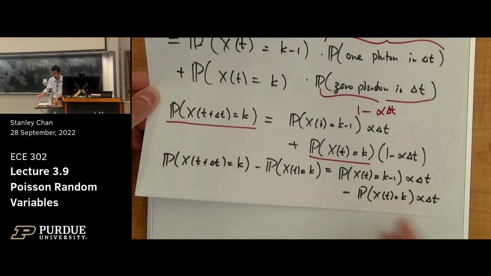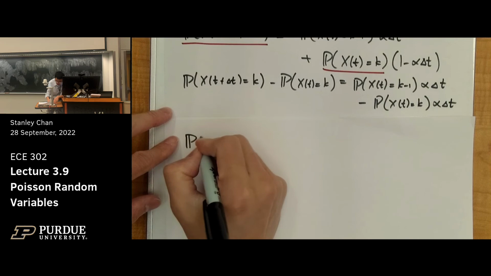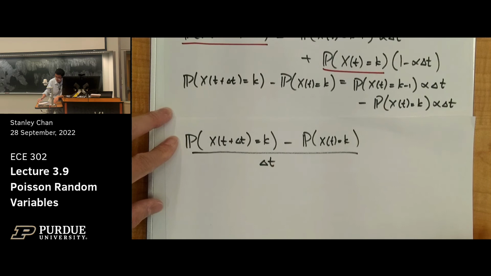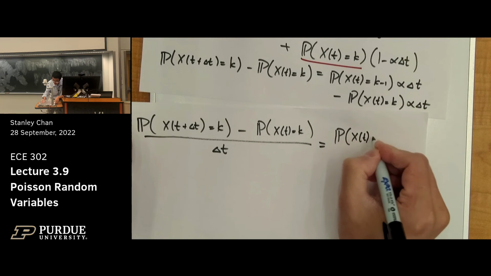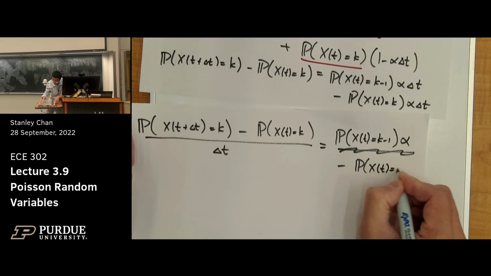Right, so I'm moving the terms around. Then I can do one more thing, then things will become clear. How about I divide both sides by delta t? Then on the left-hand side, I have a ratio: P of x of t plus delta t equals k minus the P of x of t equals k, divided by delta t. Then on the right-hand side, I have this difference, x of t equals k minus 1. There is an alpha. And then I have a minus of P of x of t equals k, again times alpha. Okay, so I have a difference between these two terms.